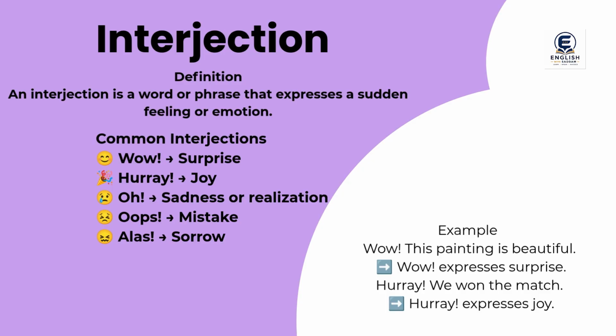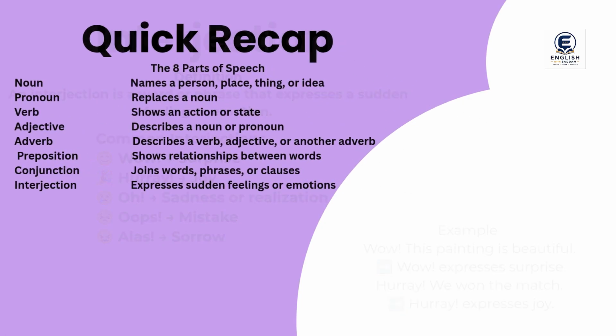Let's quickly review what we have learned today. A noun names a person, place, thing, or idea. A pronoun replaces a noun. A verb shows an action or state. An adjective describes a noun or pronoun. An adverb describes a verb, an adjective, or another adverb.